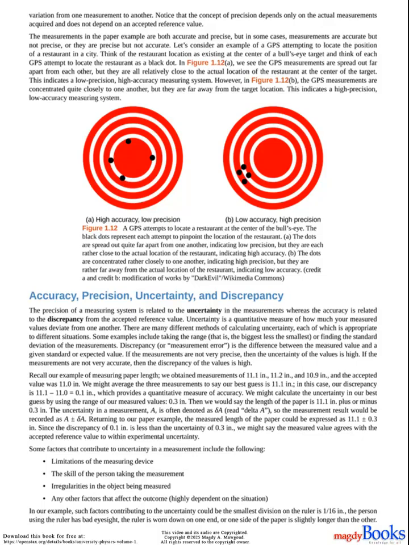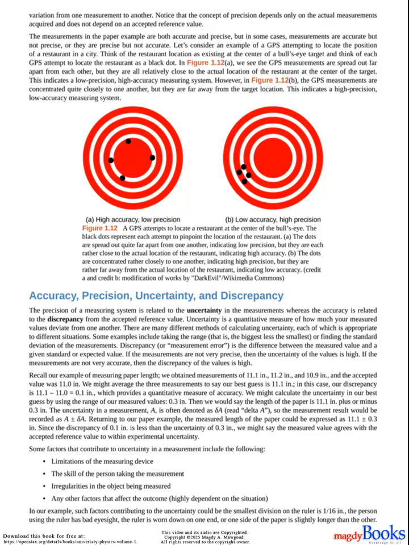1.6.2. Accuracy, precision, uncertainty, and discrepancy. The precision of a measuring system is related to the uncertainty in the measurements, whereas the accuracy is related to the discrepancy from the accepted reference value. Uncertainty is a quantitative measure of how much your measured values deviate from one another. There are many different methods of calculating uncertainty, each of which is appropriate to different situations. Some examples include taking the range, that is, the biggest less the smallest, or finding the standard deviation of the measurements. Discrepancy, or measurement error, is the difference between the measured value and a given standard or expected value.